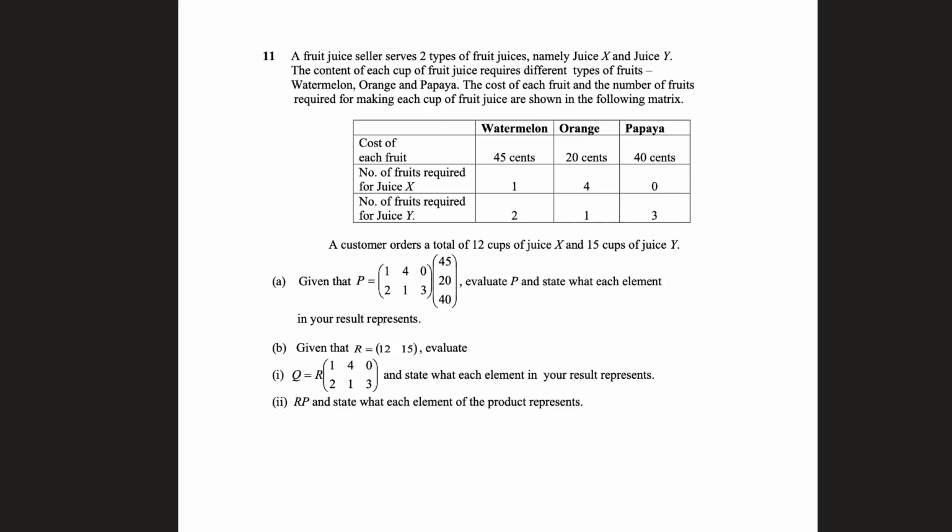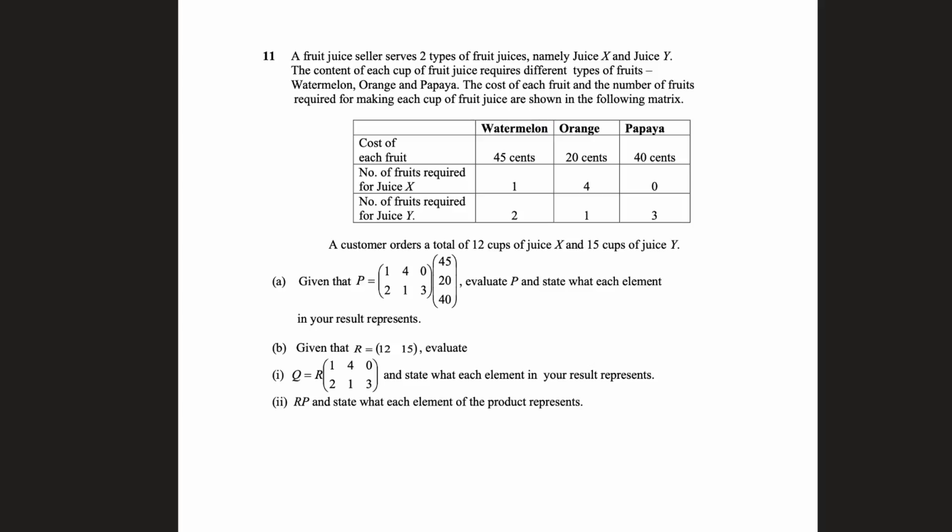This is question 11. A fruit juice seller serves two types of fruit juices, juice X and juice Y. And we see in the table, okay, juice X, juice Y. The content of each cup of fruit juice requires different types of fruits: watermelon, orange, papaya. The cost of each fruit and the number of fruits required for making each cup of fruit juice are shown in the following matrix. Well, it's not really a matrix yet, it's more like a table. But we can make it a matrix easily.